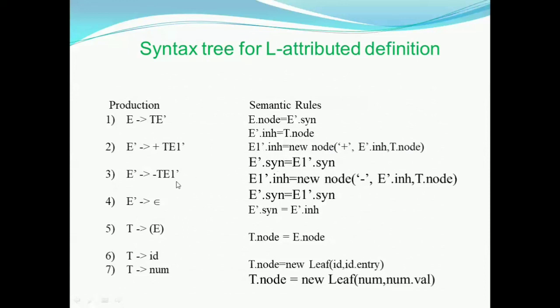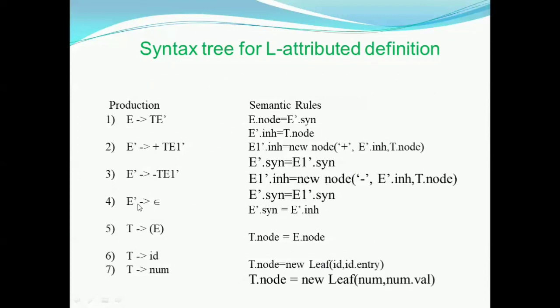Similarly, to evaluate this particular node, I mean to say the minus operation, you must have two operands. One is T, the other one is E1. So one you get directly from T dot node, the other one you get from the inherited value from the previous node. I mean to say, from the sibling. So that's why we write it as E dash dot inherited, then comma T dot node. You can just observe that wherever you have an operator, we are creating a node. Wherever you have an identifier or a number, we are creating the leaf node. Similarly, this will get evaluated.